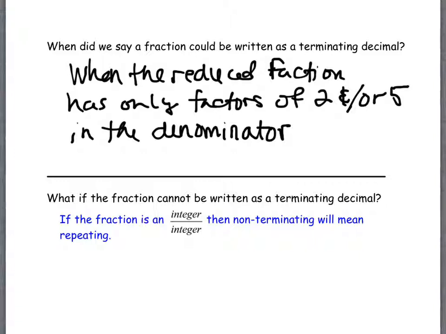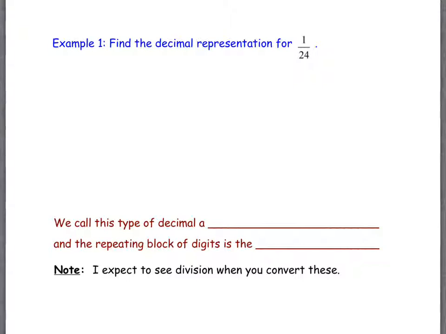So what in the world would we do if a fraction, so we're working with rational numbers again, can't be written as a terminating decimal? If the fraction was an integer over an integer, and it was non-terminating, then it actually means it's repeating. So it would have something like a 3 or a 7 or an 11 as a factor of the denominator. What we're going to mean by non-terminating is repeating decimal. Factors of something other than 2's and 5's.